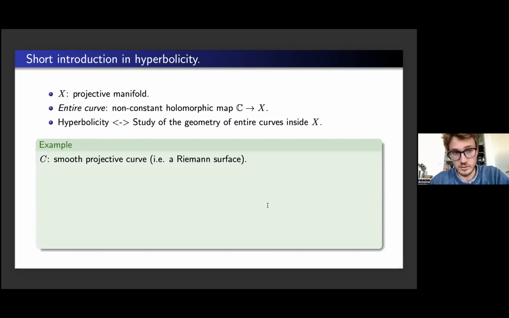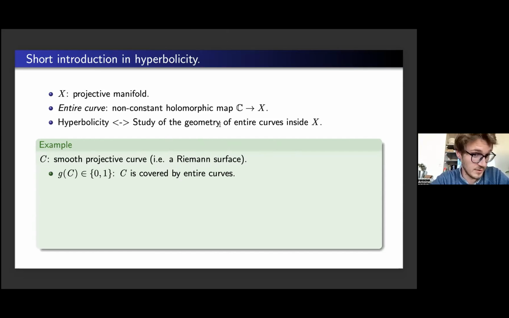So for example, we can take the simplest projective manifold, the one of dimension 1. So it's a smooth projective curve, said otherwise a Riemann surface. And in this case, there is a clear distinction regarding the geometry of entire curves, which is the following. If you suppose that the genus of C is equal to 0 or 1, then C is covered by entire curves. For genus equal to 0, we find P1, so it's obviously covered by entire curves, by lines. And for g equal to 1, it's a quotient of C by a Z-lattice, so this is the same.